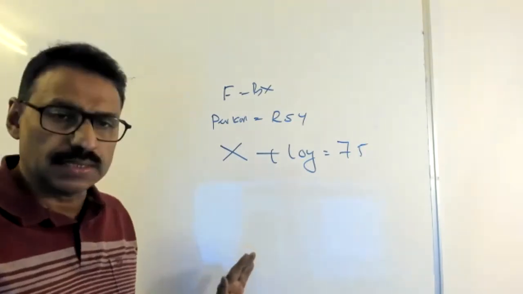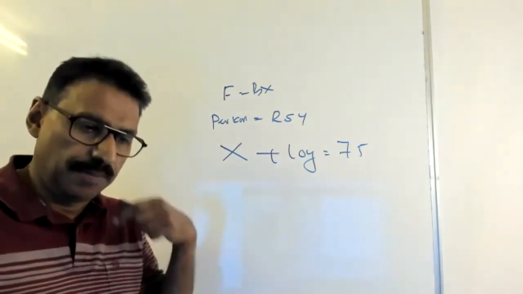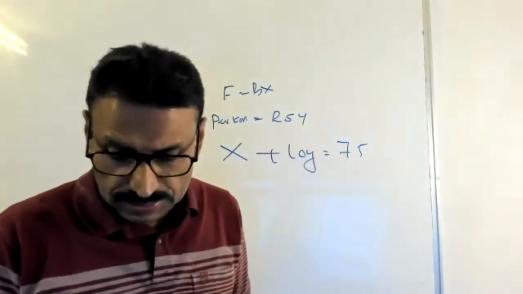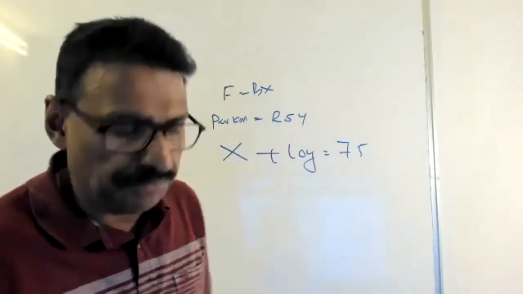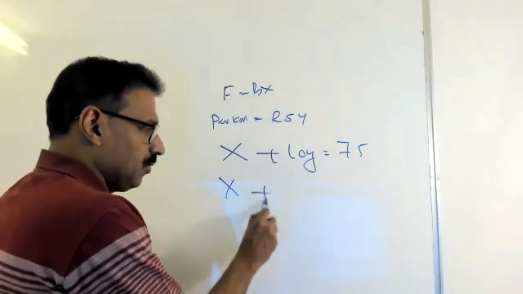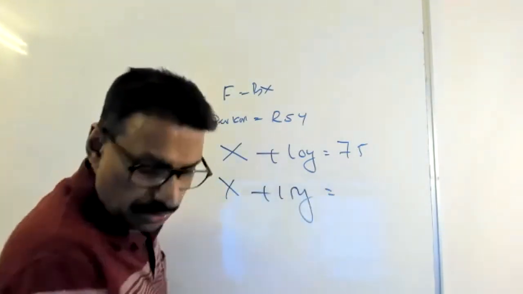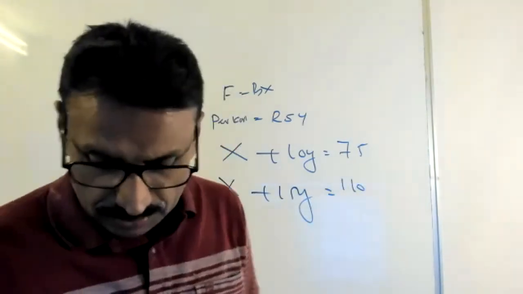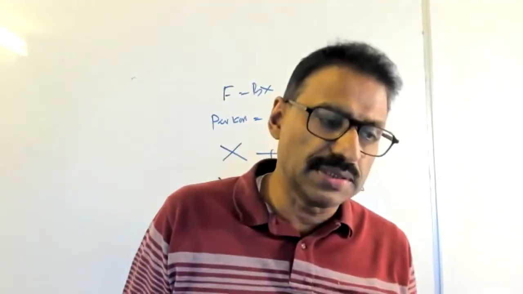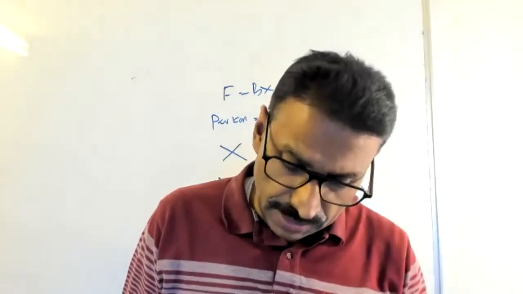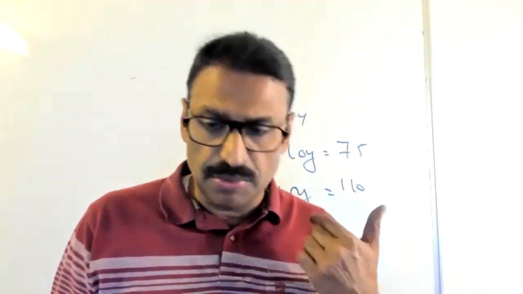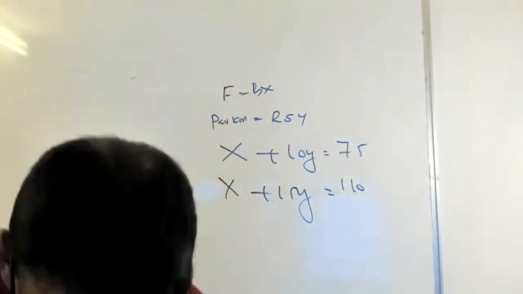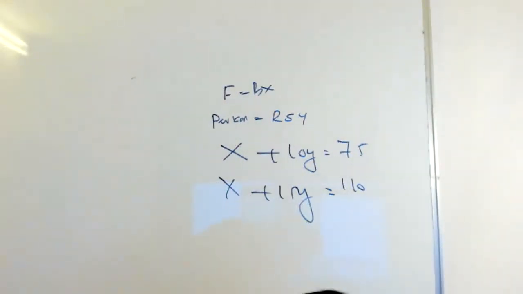X rupees, the minimum charge, fixed charge, plus per kilometer Y rupees, 10Y equals 75. Second case, for a journey of 15 kilometers, X plus 15Y equal to 110 rupees. Okay, now what do you have to find out? You have to find out the fixed charge and traveling charge, then find out how much you have to pay for 25 kilometers. Okay, now try yourself. Write all the steps.